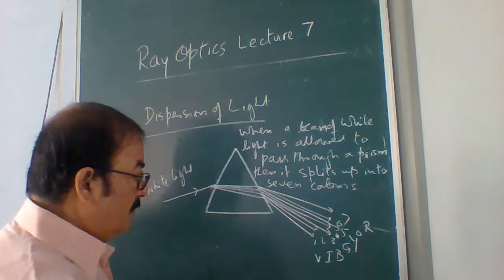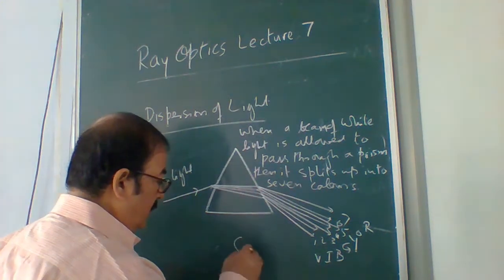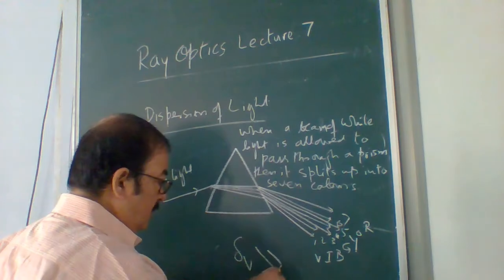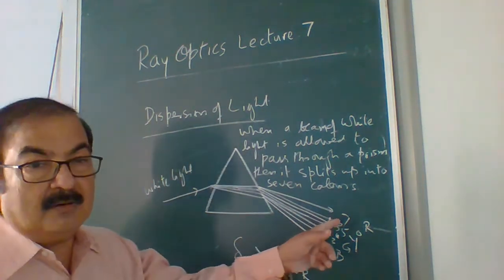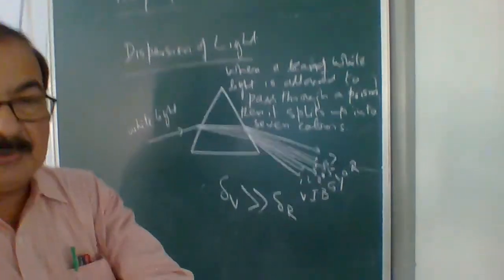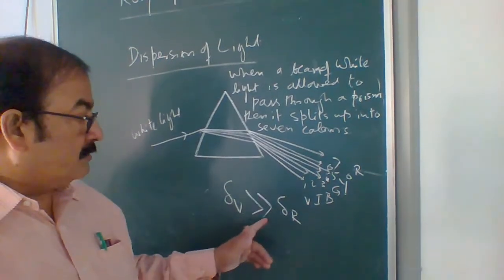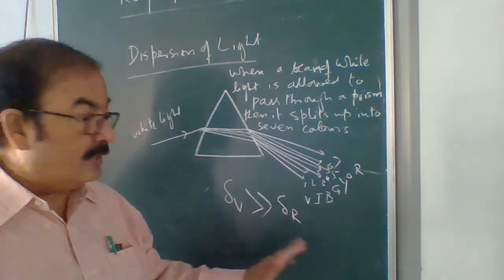Always remember, violet has the maximum angular deviation, much bigger than that of red, and red has the minimum angular deviation. This is a very important thing to note. Violet has the maximum angular deviation and red has the minimum angle of deviation.